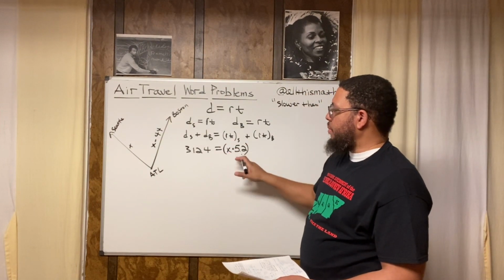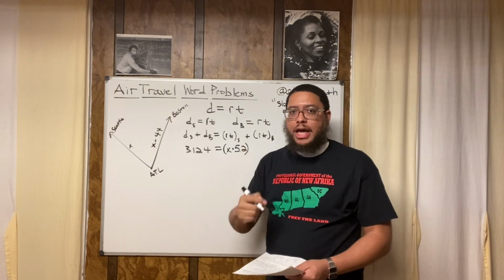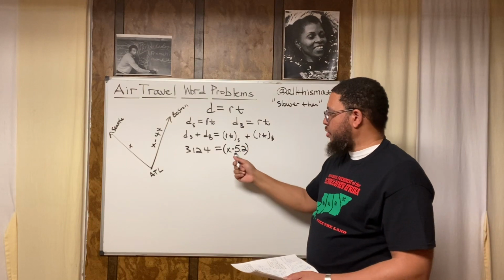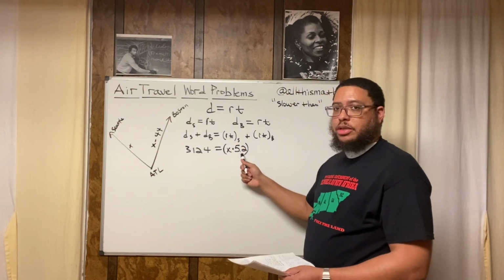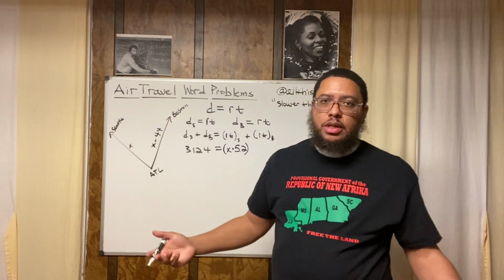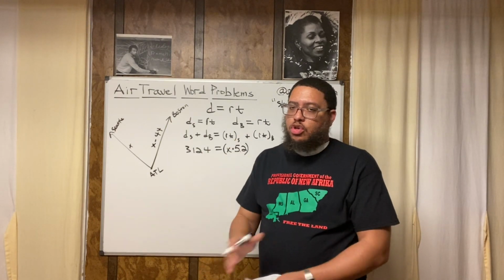Now, what about the time? Where does 5.2 come from? Because when you read the problem, it says the flight took 5.2 hours. So that means we replace the letter T with the number 5.2 because time is 5.2. So now this is the part where we're just replacing letters with numbers. That's all we're doing. If you put the numbers in the right places, then you're going to be good.